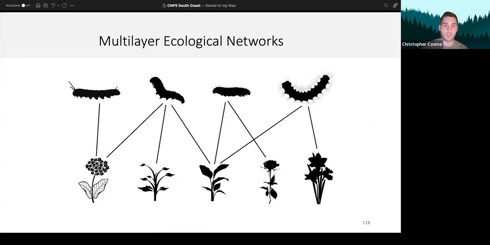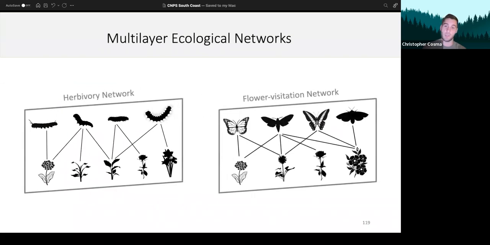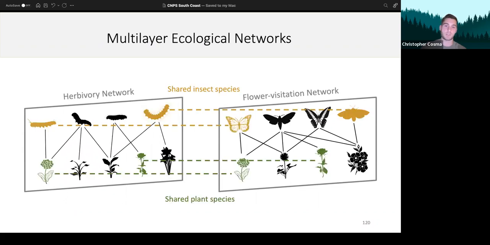And one of the ways we can do that is by looking at multi-layer ecological networks. And so multi-layer networks are really just networks linking different interaction types. And so on the left, we again have our herbivory network with our caterpillars. And on the right, we have our flower visitation network with our adult butterflies and moths. And these can be linked both by our shared plant species here on the bottom, so plants that are perhaps herbivorized, but then also pollinated by Lepidoptera. And then they can also, in the case of Lepidoptera, be linked by these shared insect species, our caterpillar that shows up as an herbivore of a plant, and then maybe pollinates that same plant when it's an adult, or maybe different plants in the community as well.